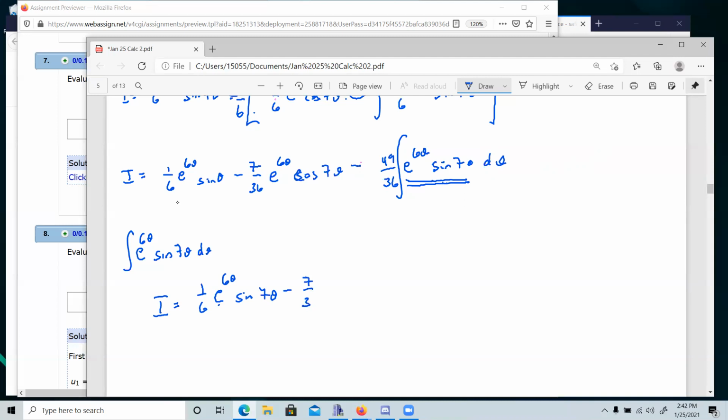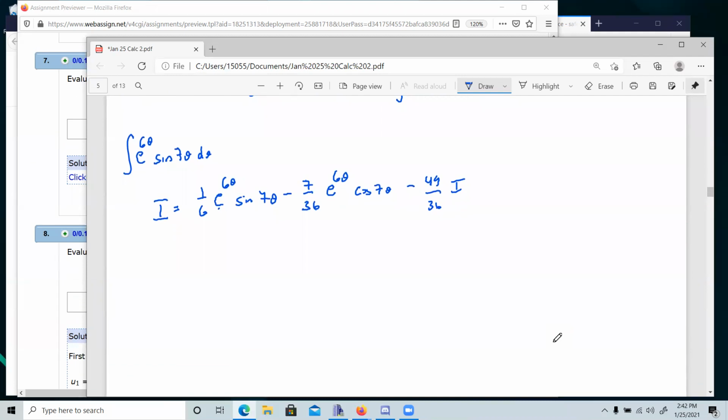Minus 7/36 e to the 6 theta cosine 7 theta minus 49/36 I. You can solve this. Right now, this is back to an algebraic problem. This is one of those problems that you probably did in 7th, 8th, or 9th grade, where you swing this thing over to the other side and say this is 49/36 plus 1, I, factor that out, is equal to this stuff, plus C, always with the plus C.